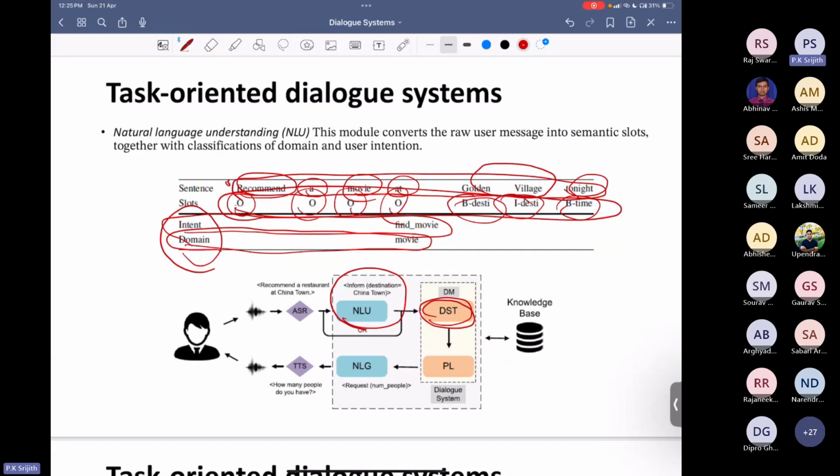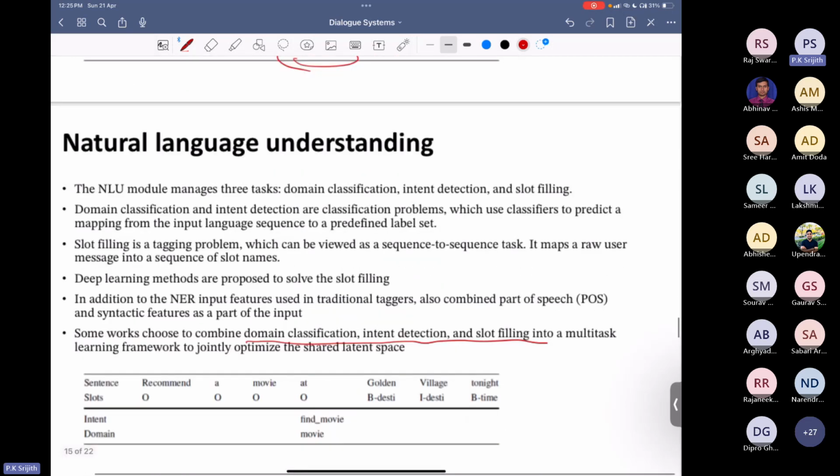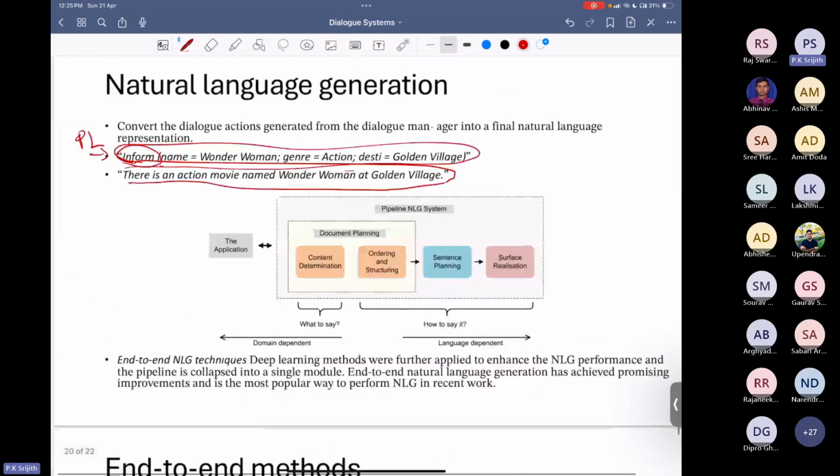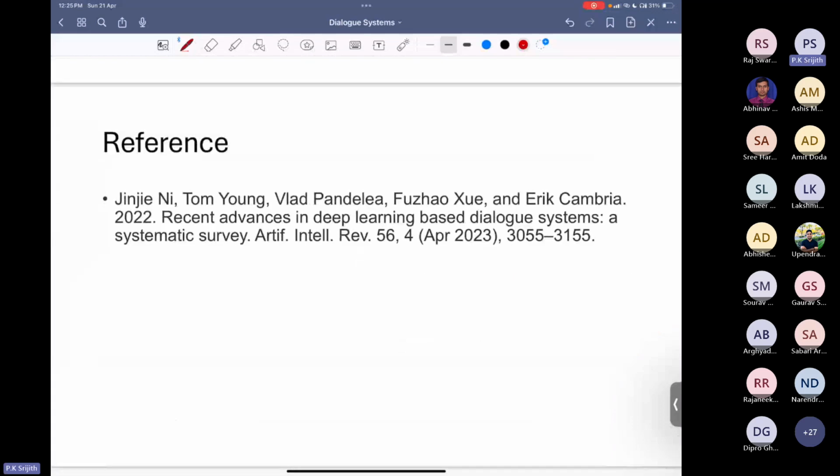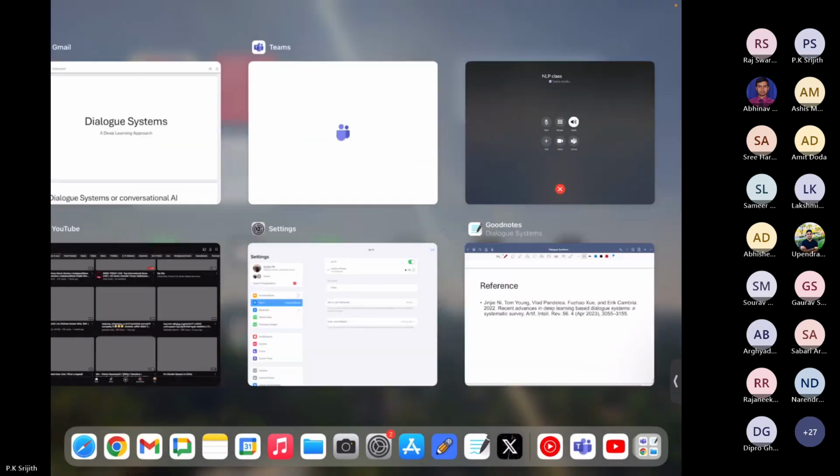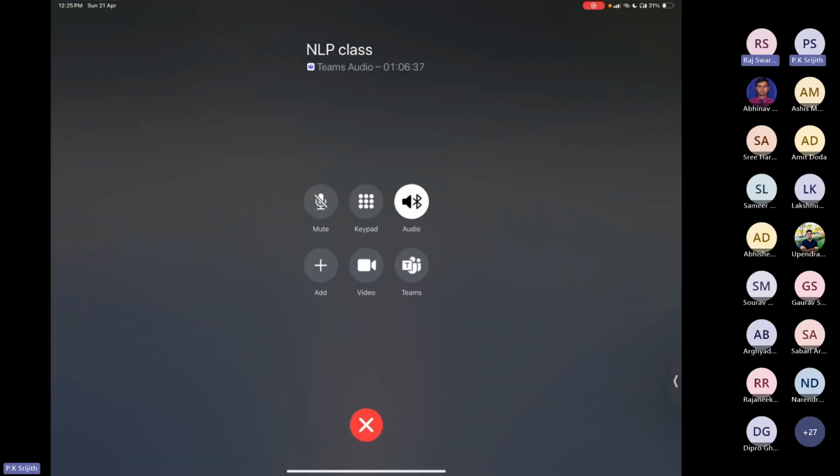Okay, so you can follow this reference. It's a very nice reference to understand the latest trends in dialog systems. And if there are no questions, people.